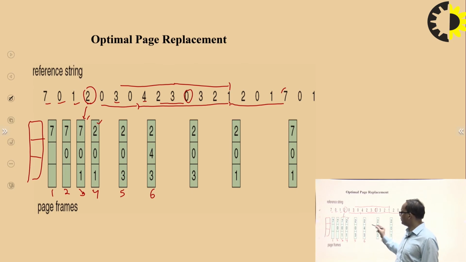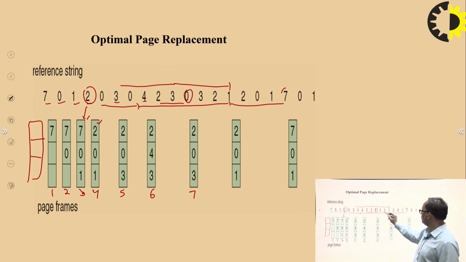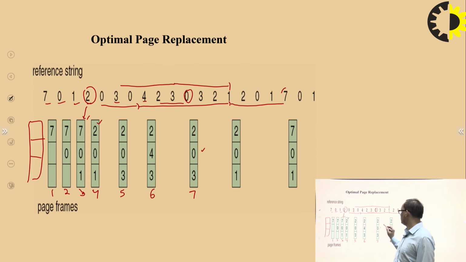Next, 2 is referred. 2 is available, no page fault. 3 is referred. 3 is available, no page fault. Next, 0 is referred. 0 is not available, so a page fault will occur and the page fault count becomes 7. We move here in the forward direction. Page number 4 is not going to be used in the future, so 4 will be swapped out and 0 will be swapped in.